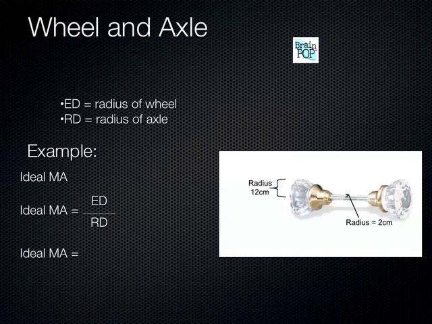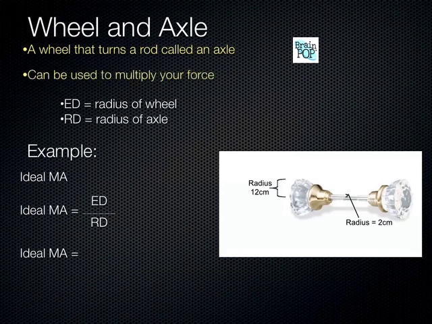All right, another type of simple machine is a wheel and axle. A wheel and axle is basically a larger wheel, usually, that's attached to a rod called an axle. So as you move the wheel, the axle also turns. And often a wheel and axle is used to multiply your force.